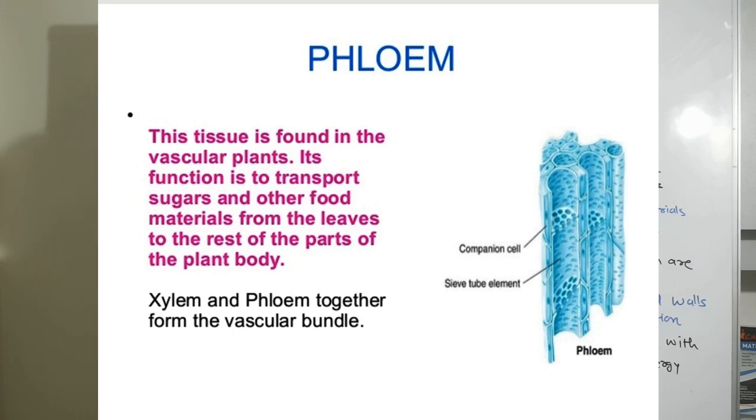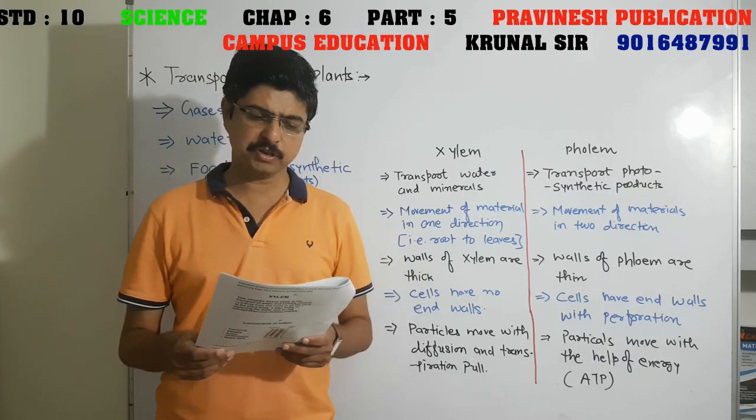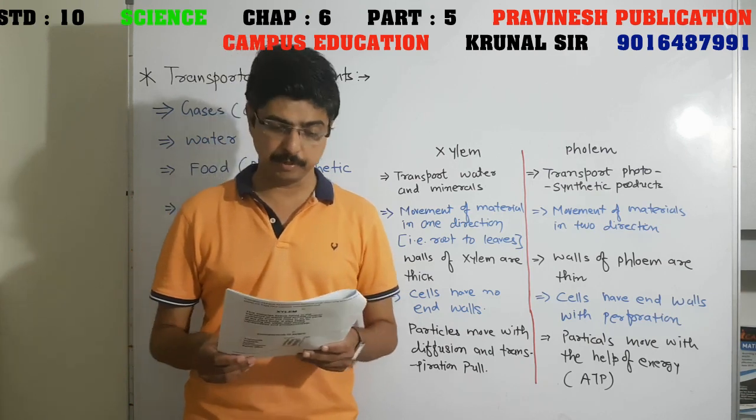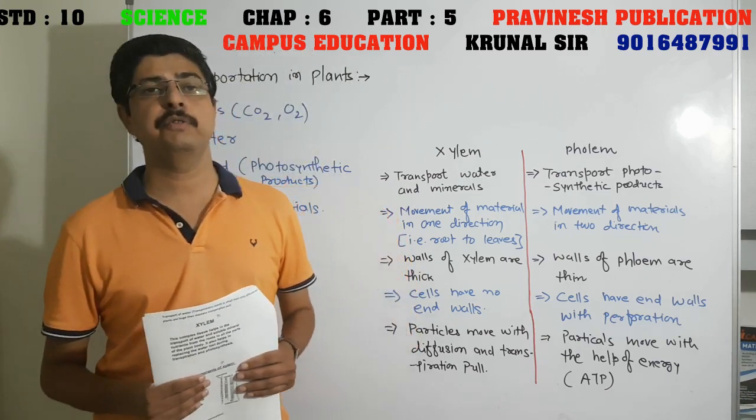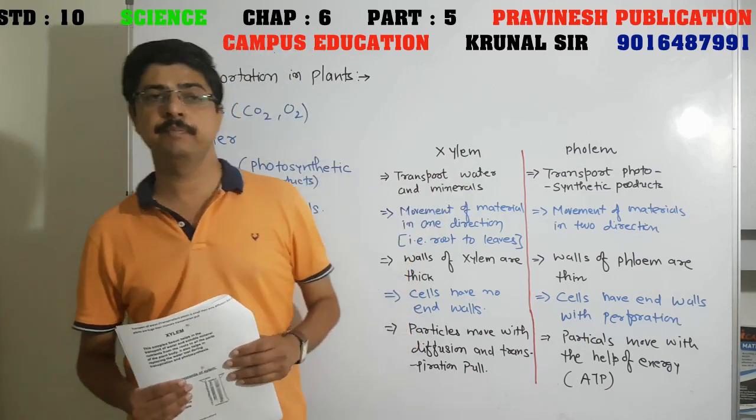This tissue is found in the vascular plants. Its function is to transport sugar and other food materials from the leaves to the rest of the plant body. Now, on your screen, the components of phloem. Sieve tube, companion cell, phloem parenchyma and phloem fibers. In this diagram, you can see the phloem tissue along with its different parts. So here we understood the structure of xylem and phloem.